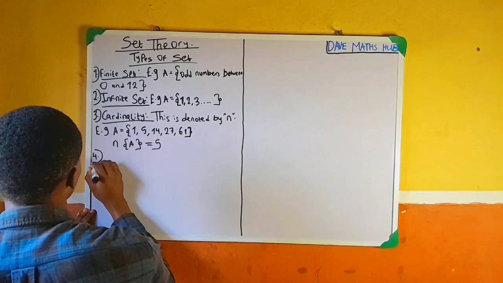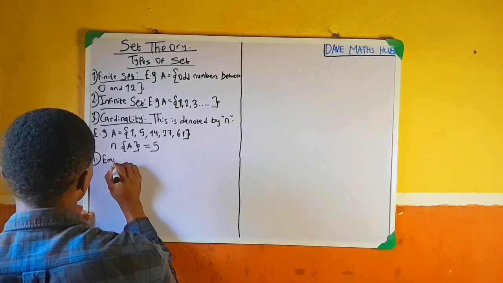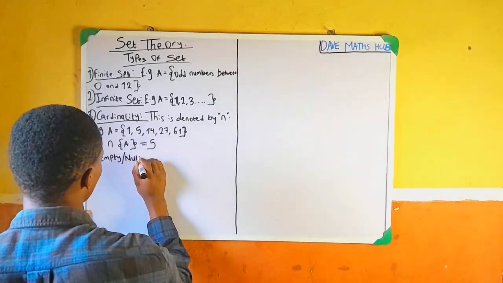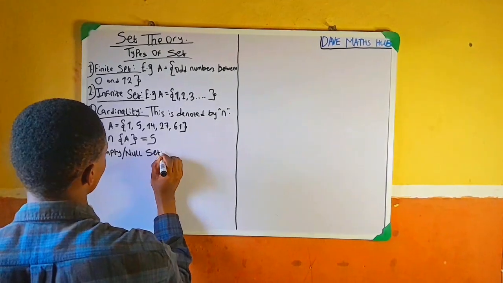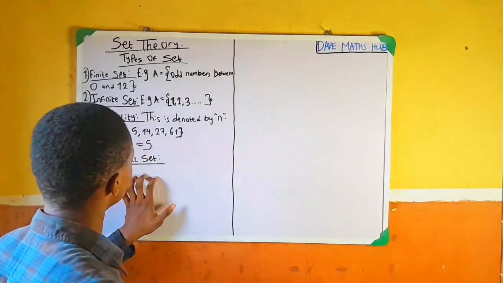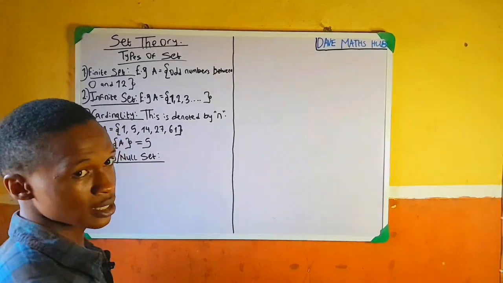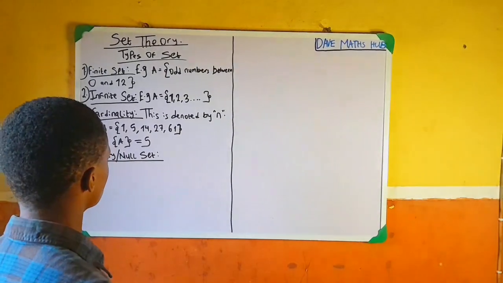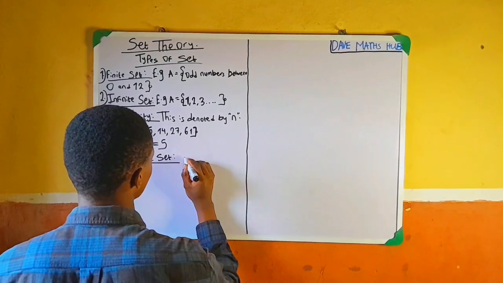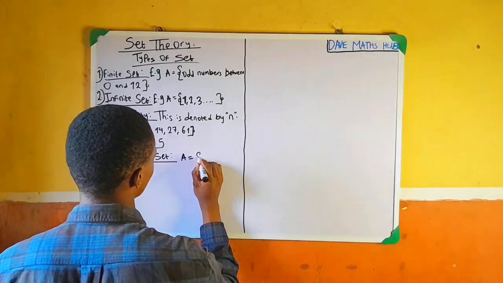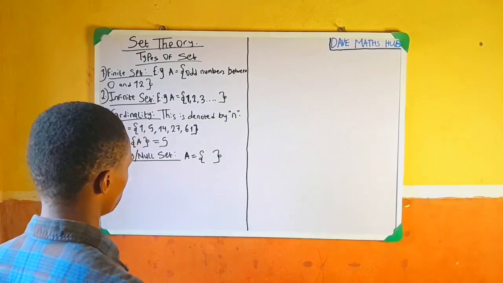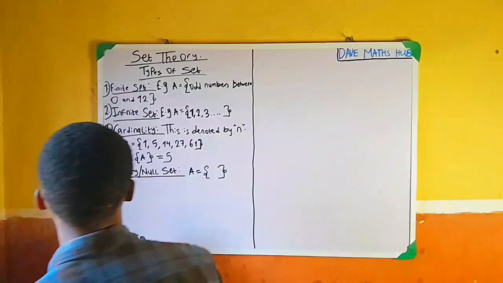Number 4, we have empty slash null set. Now, this is a set with no elements. It is denoted as, let's say, A is equals to this. That's nothing within.